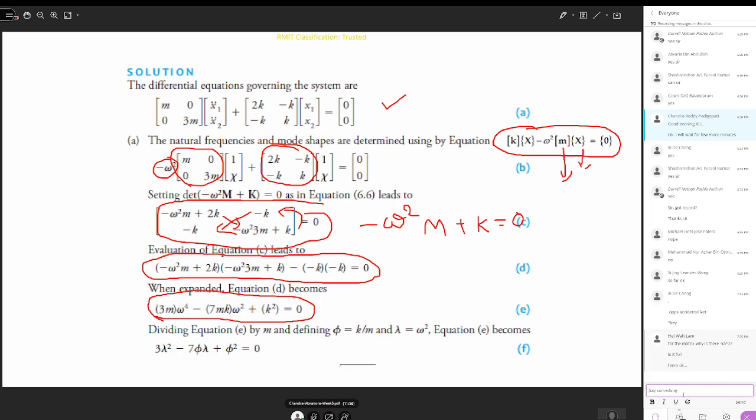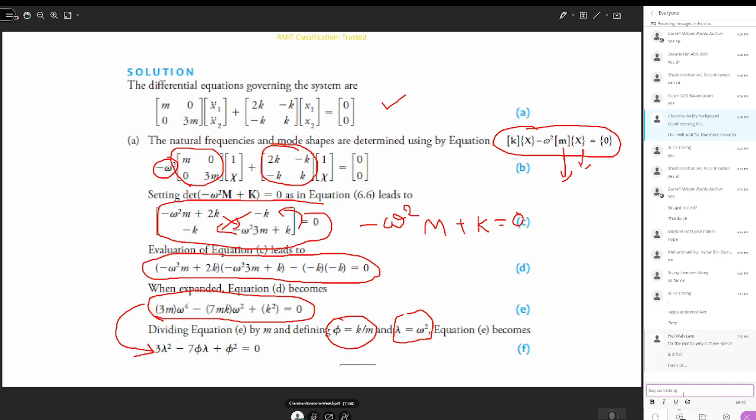Now to solve this fourth order equation, you substitute lambda equal to omega square, and also phi equal to k by m. Because you have k square here, you can consider phi as k by m. So this equation reduces to a quadratic equation like this. By substituting lambda as omega square and phi as k by m, this fourth order equation can be converted into a second order equation.